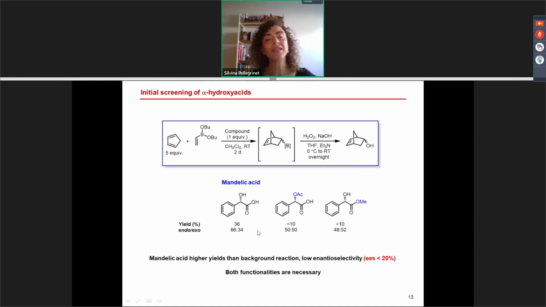in different manners. So we were very glad to see that mandelic acid gave a promising, higher yield than the background reaction, and that the endo/exo selectivity inverted, but the enantioselectivity was not very good, below 20%. And we also noted that if we use the acetate derivative or the methyl ester, the catalytic activities were lower. So we needed both functionalities in the hydroxy acid.